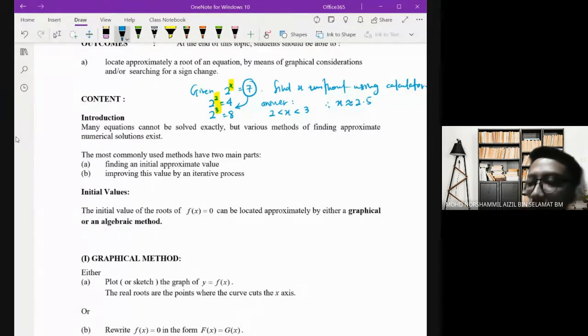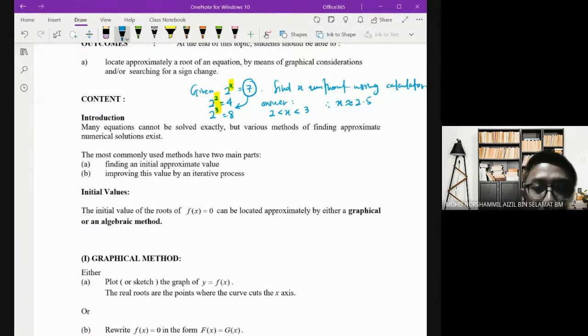If you don't believe, let's press the calculator. How do we press it? Log 7 over log 2, right? The answer is 2.8. But we approximate the answer to be 2.5 because we don't want to use calculator.